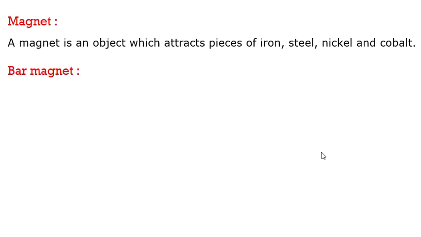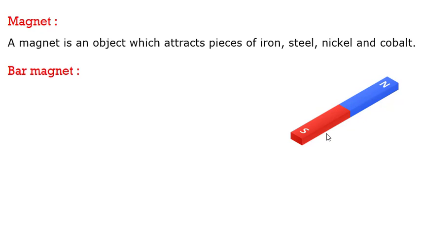We normally use the bar magnet for performing practicals in the science laboratory. A magnet has two poles near its ends, north pole and south pole. You can see in the diagram north pole and south pole. The end of a freely suspended magnet which points towards the north direction is called the north pole of the magnet, and the end of the freely suspended magnet which points towards the south direction is called the south pole of the magnet.